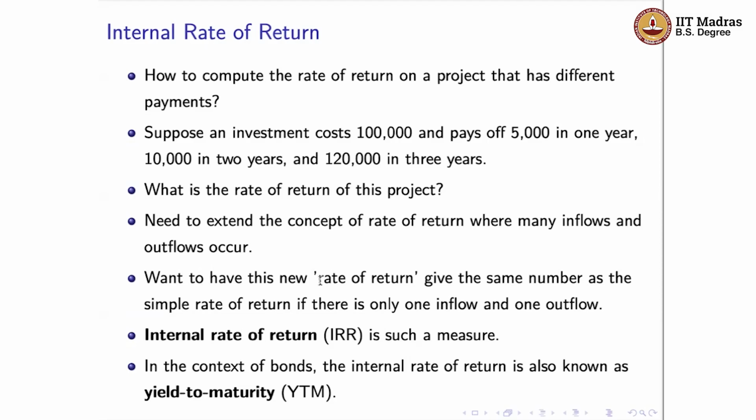So this suggests that it should give us the same answer as the usual rate of return when we have only one inflow and outflow, but it should also take into account the case where you have multiple inflows and outflows. Now, this is often used in the context of bonds, and in that case the internal rate of return is also known as the yield to maturity, a term that you might often hear in the bond market.